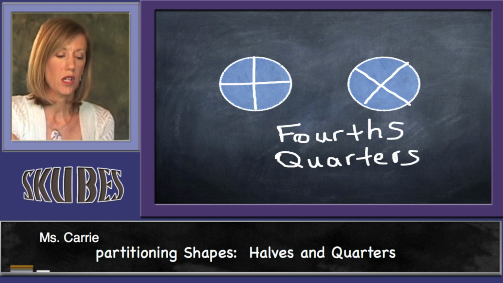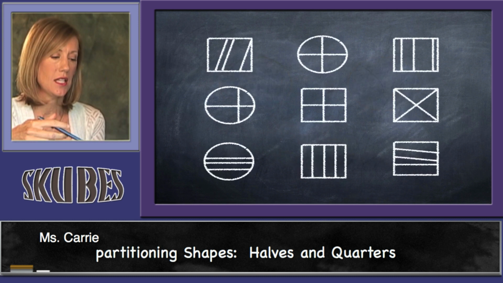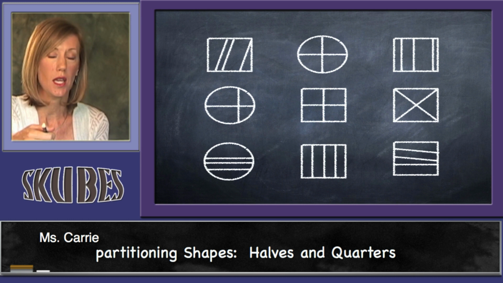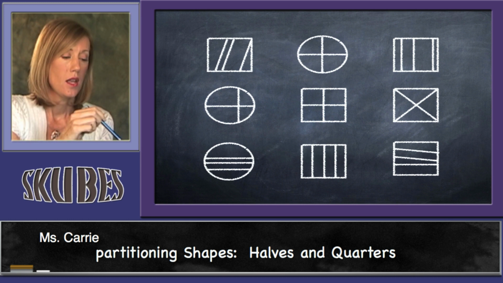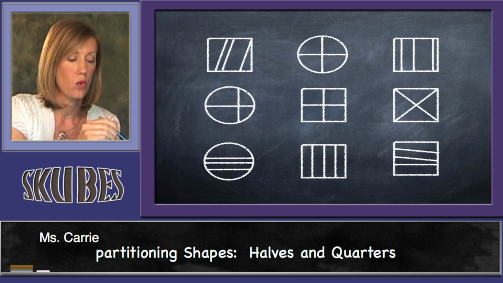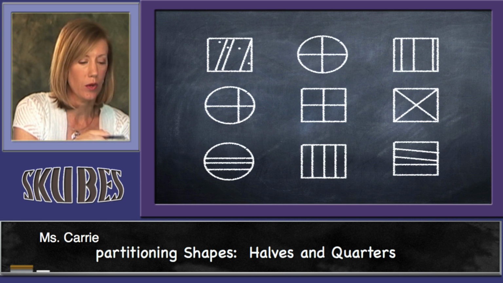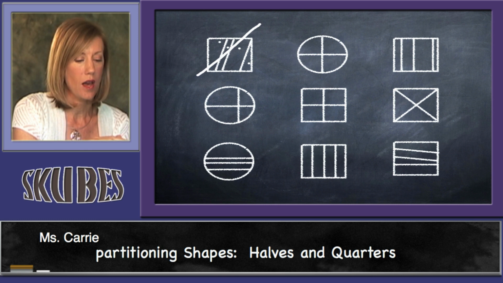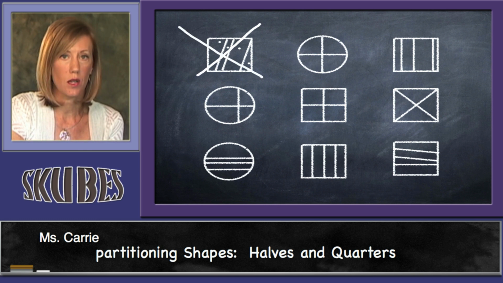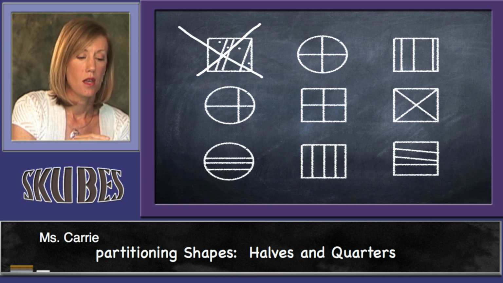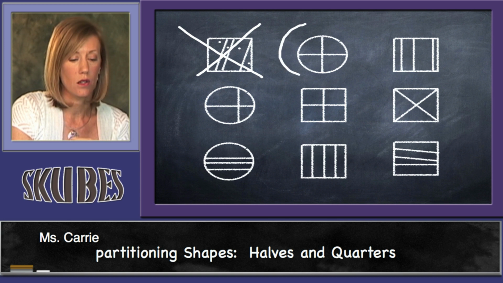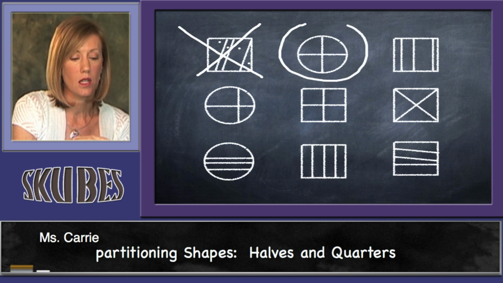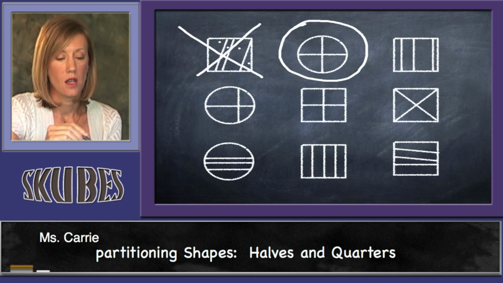Now let's look at some pictures like we did with the halves and see which ones are partitioned equally and which ones aren't. Now this first square has 1, 2, 3, 4 pieces, but they're not equal. So we're going to put an X through that one because that's not partitioned equally into fourths. This piece is right here. This shape is. It's got 4 equal pieces.